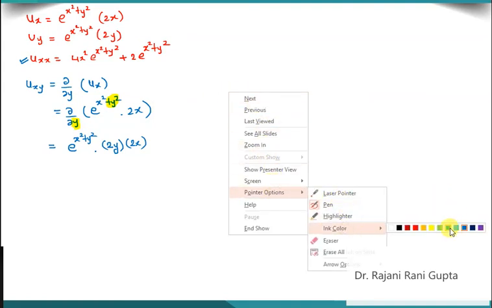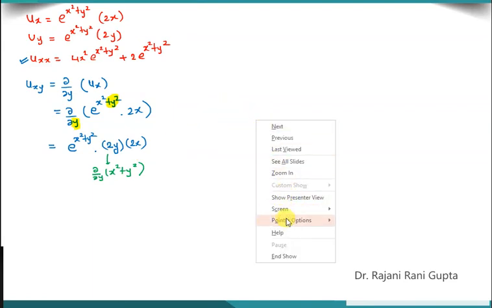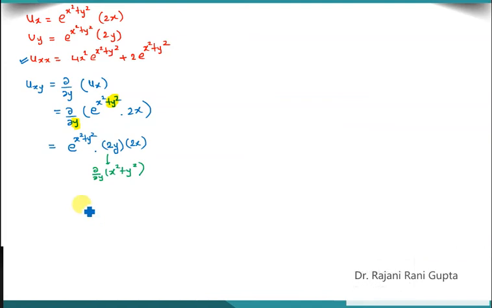See, it's like we are multiplying, and this comes as the derivative with respect to y of x square plus y square. So the derivative of x will be 0 with respect to y, and for y square it will be 2y. So now we can write the term as uxy equal to, now simplify it. We can multiply it together.